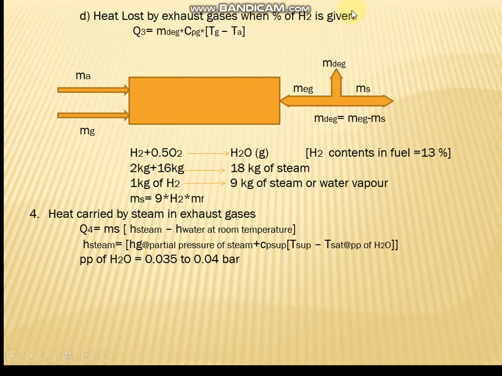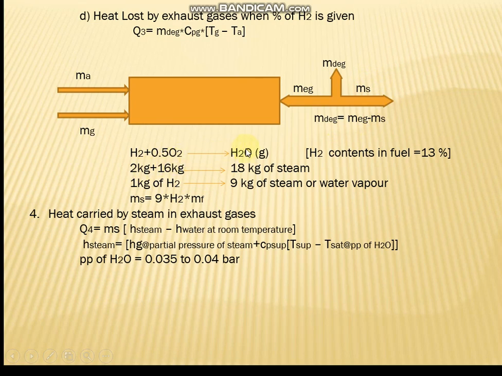So there are two: H2 and heat loss always come with H2. This is Q3. Now Q3, when the percentage of H2 is given, we can write as mass of dry exhaust gases times Cp of gas times (Tg minus Ta). Mass of air plus mass of fuel, m dot f, is equal to mass of exhaust gas, which is mass of steam plus mass of dry exhaust gases. So mass of dry exhaust gases is equal to mass of exhaust gases minus mass of steam.